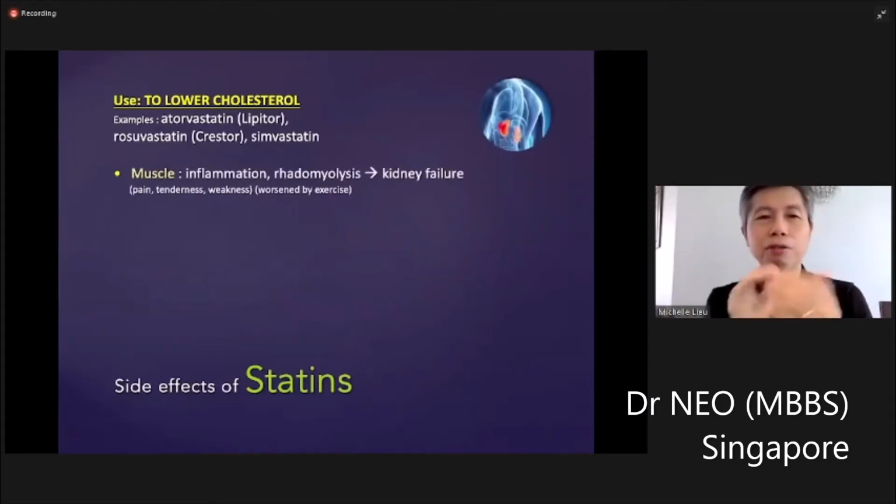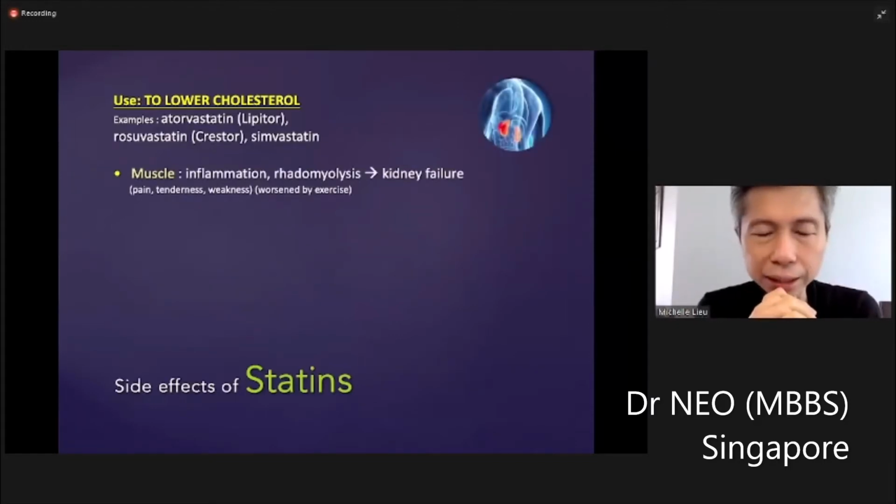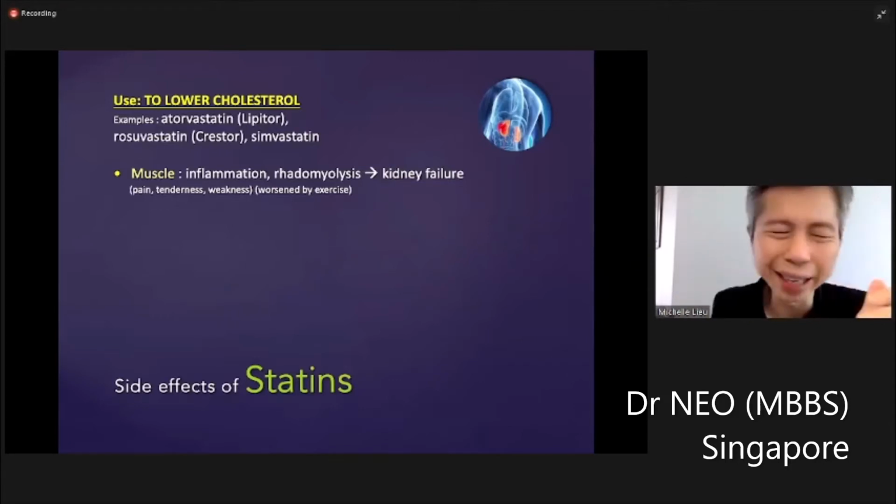Firstly, it can affect the muscle. Statins are well known to cause muscle inflammation. It can cause a muscle to ache. It can cause pain even in the muscles. It can cause it to be tender to touch. It can even cause the muscles to be weak, causing generalized weakness. And this problem can be worsened when you exercise.